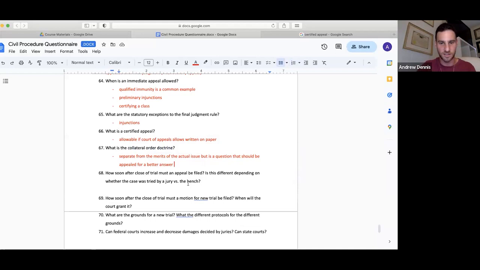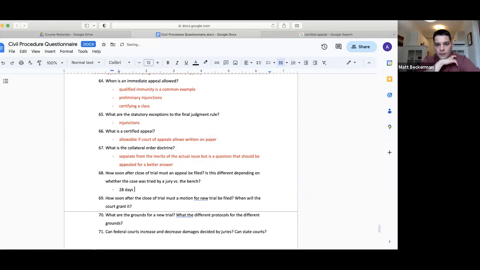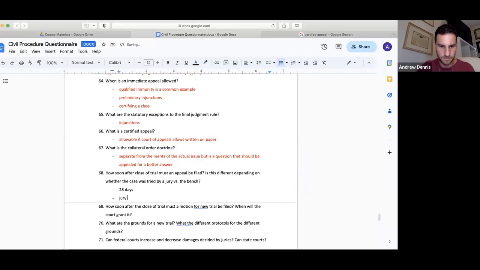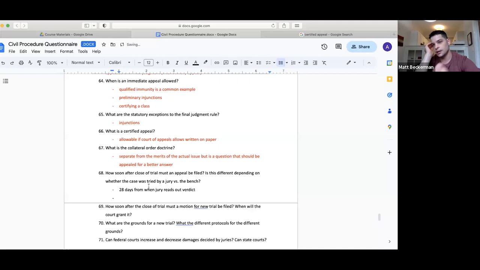All right, how soon after close of trial must an appeal be filed? We said 28 days, right? Yeah. Is this different depending on whether the case is tried by jury or by bench? So it's 28 days from when I think the jury reads out the verdict, or in a bench trial, when the judge slams a hammer down and says this is the verdict. So it's really the same, it just depends on what the jury does to finish, or what the judge does to finish.